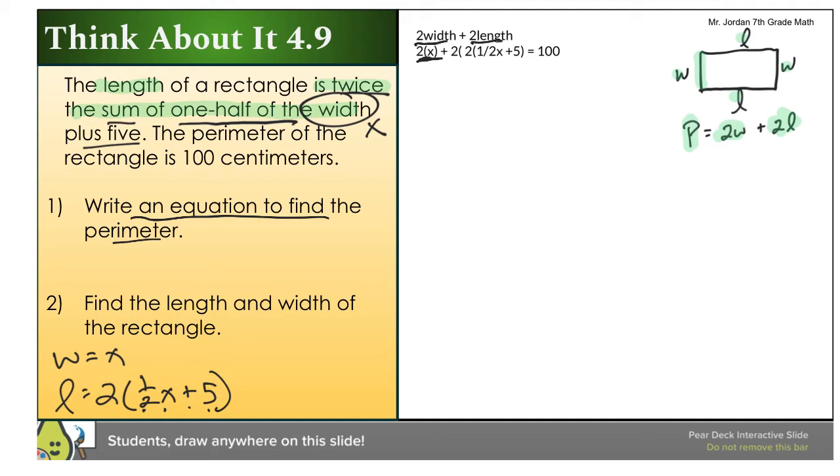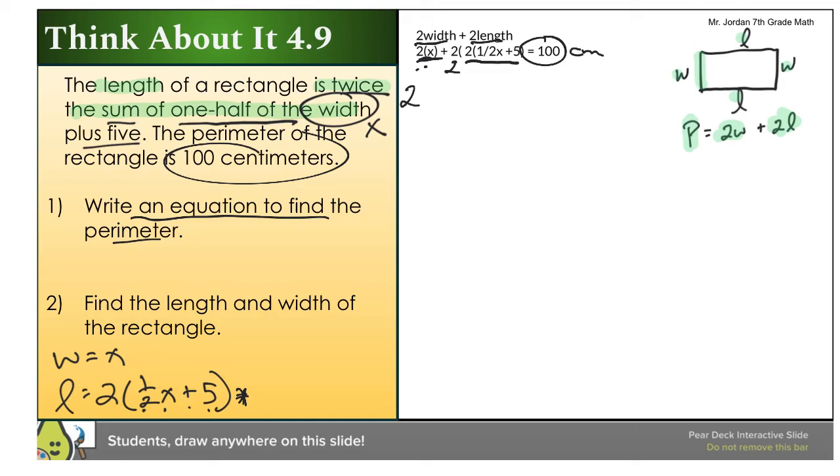So 2 widths, if width is x, then I have 2 x's. And then I have the statement for what length is down here, the expression. And I have 2 of them. So I have 2 times my expression for the length. And all of that is equal to 100 centimeters. I could even put centimeters. So now I need to just expand it and solve.